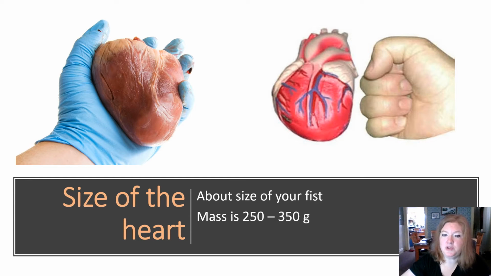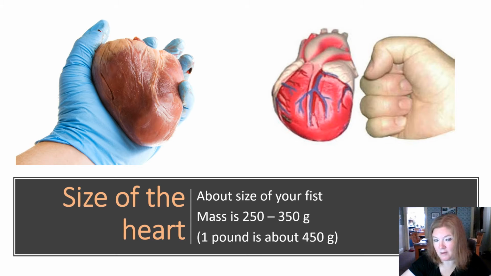Its mass is about 250 to 350 grams. So that's less than 1 pound, because 1 pound is about 450 grams. So it literally weighs less than a pound. Think about a pound of butter you pick up at the store. Well, your heart has less mass than that.